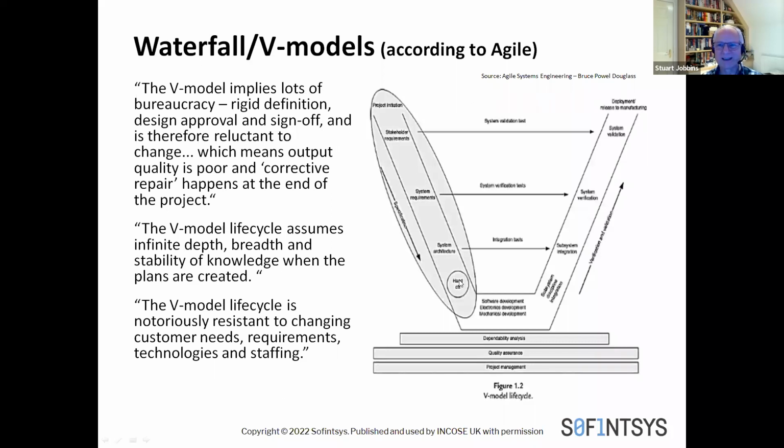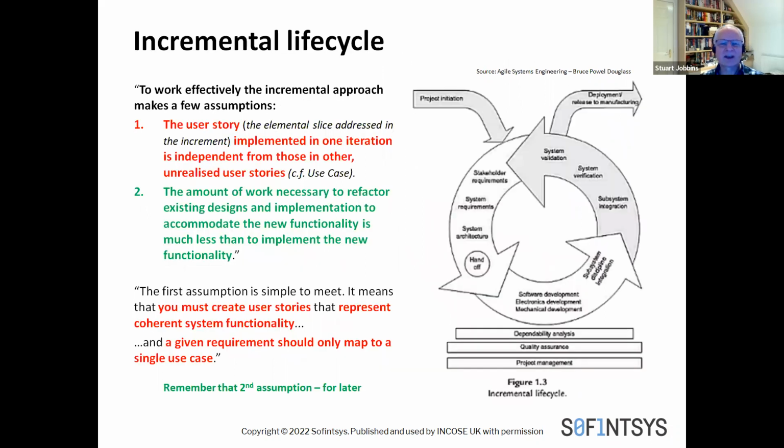For me, that's not really where my life has been for the last 40 years. So I'm surprised to see people still interpreting our life cycle like that. So the incremental life cycle attempts to close the top of that loop and allow you to iterate around it, which I don't have a problem with, I suppose, per se. But Mr. Powell Douglas makes two really good observations, and they're very useful. And I've picked them out in red and green here very deliberately. And we're going to refer to these all the way through.